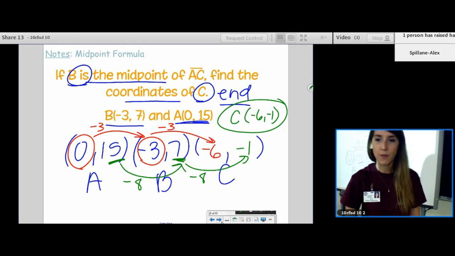Just played leapfrog. You leap the same amount both times. You do it for the X's, and then you do it for the Y.